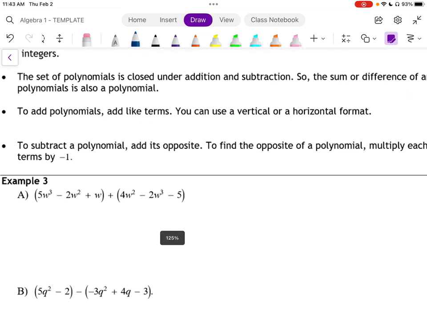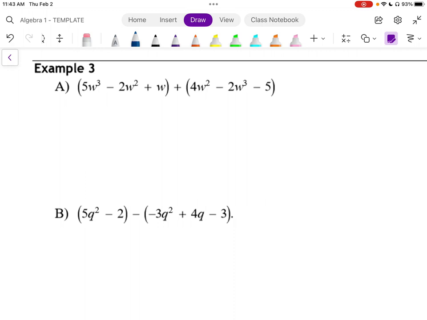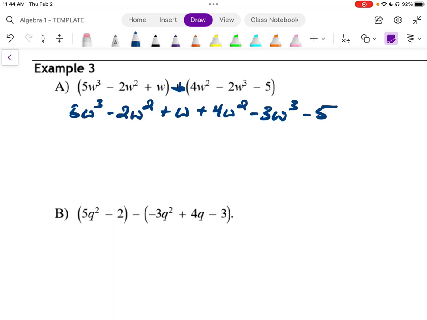So we want to look here. I'm going to scroll on down to example 3. Now, a lot of this you're going to recognize just from combining like terms that we've done in the past. We have a plus there. The addition ones are a little bit easier. We just get to drop our parentheses. So I'm just going to copy it down without the parentheses. 5w cubed minus 2w squared plus w plus 4w squared minus 3w cubed minus 5. And then in my next step, I want to do 2 things.